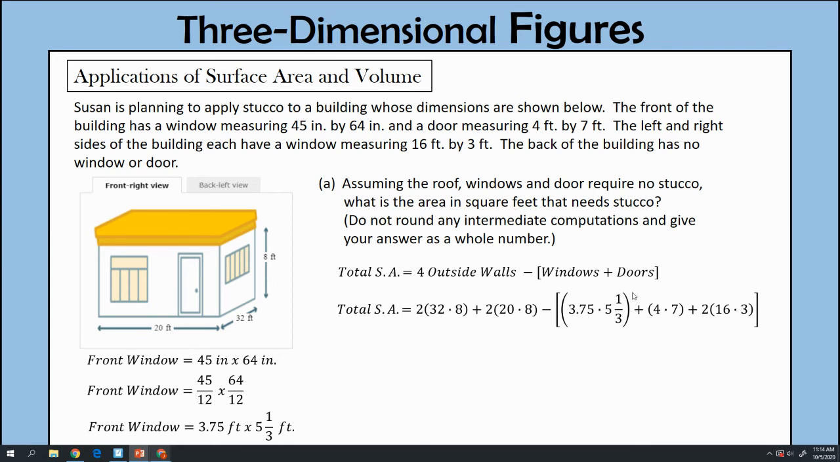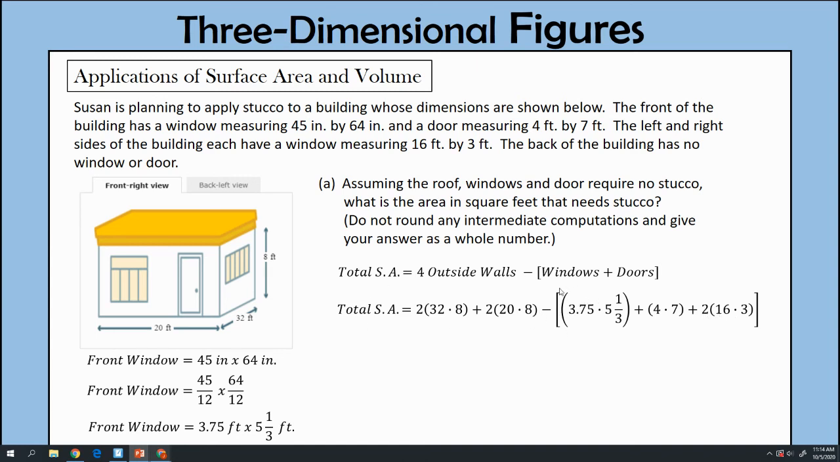Now in here, I'm taking away the windows and doors. So here's my first window. We just worked on that calculation. 3.75 times 5 and a third will give me the area of that window in square feet because I converted it from inches to feet. 4 times 7 is the area of the door. Remember, it was 4 foot by 7 foot. And then the side walls each had a window of 3 feet by 16 feet. Each one had one. So I'm going to do 3 times 16 and double it.